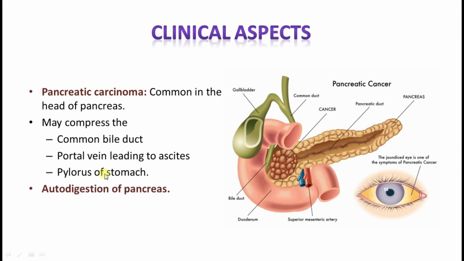In certain cases of pancreatitis, the enzymes might be released within the pancreas itself. Mainly trypsinogen is considered an inactive form, but sometimes it might get activated if it is released within the pancreas itself. It might destroy the pancreatic cells, which is called auto-digestion of the pancreas. So we have seen annular pancreas, pancreatic carcinoma, pancreatitis, and auto-digestion of the pancreas. That is all about the pancreas.